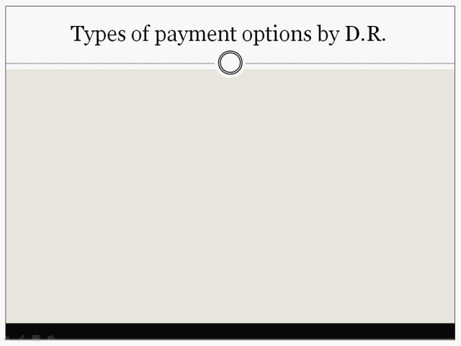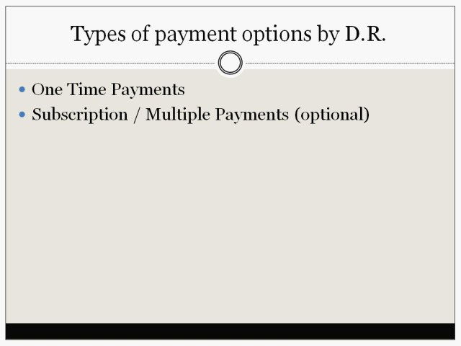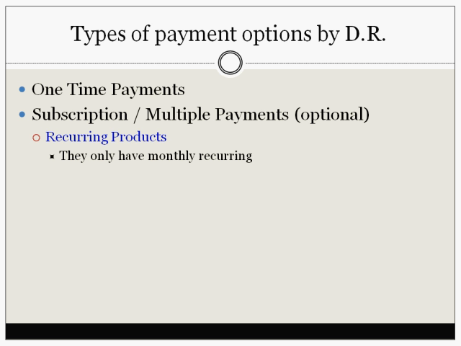Let me talk about the types of payment options by DigiResults. They provide one-time payments, so if your front-end offer, your back-end, or your one-time offer is a one-time payment, they support this. They also support subscription and multiple payments. The only thing that you need to be aware of is that with recurring products, they only have monthly recurring. If you want to do weekly or quarterly, they don't have this option. That's why I said earlier that there are some limitations. They only have monthly recurring.